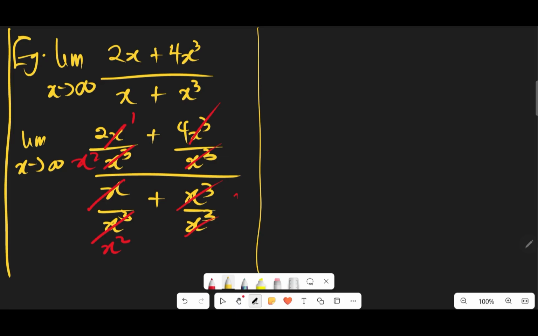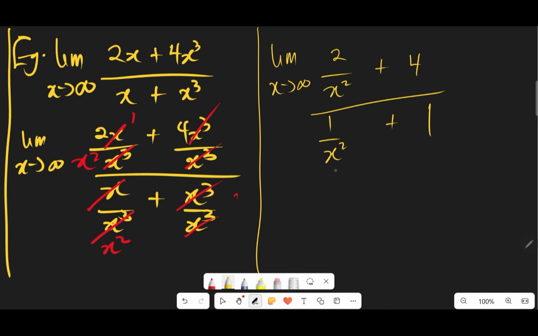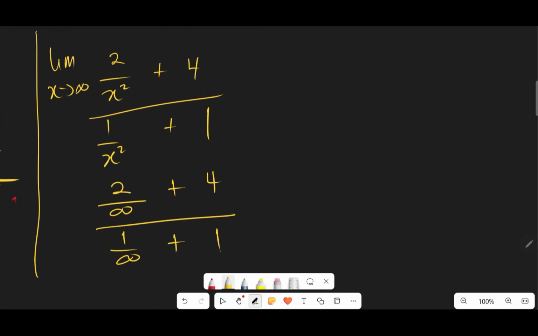So from there, we are going to get something like the limit as x approaches infinity of 2 over x squared plus 4, all on 1 over x squared plus 1. Now let's put in infinity. So we're going to get 2 over infinity plus 4, all on 1 over infinity plus 1. Someone will say, why are we putting infinity but we will not use it? It's very important. The examiner would like to see that you are putting infinity there. So don't make a mistake with that.